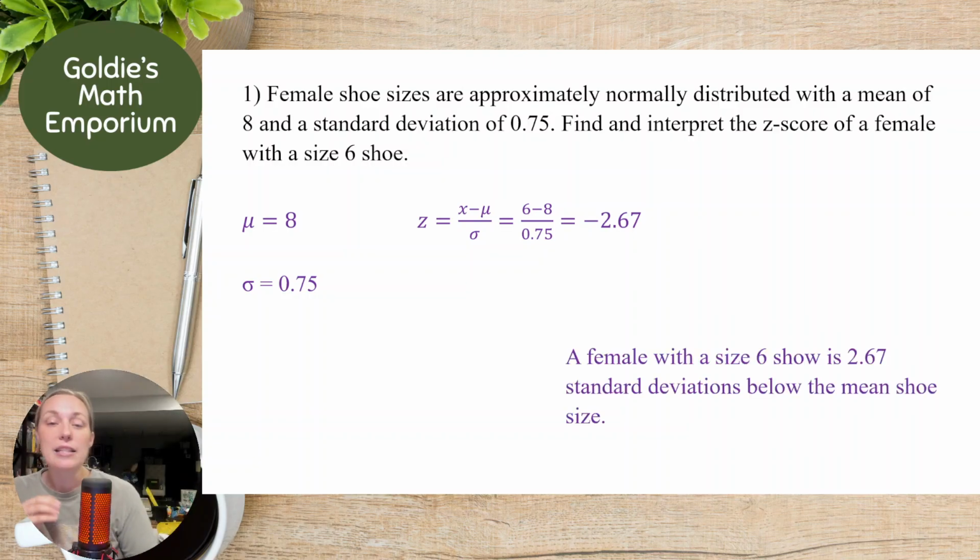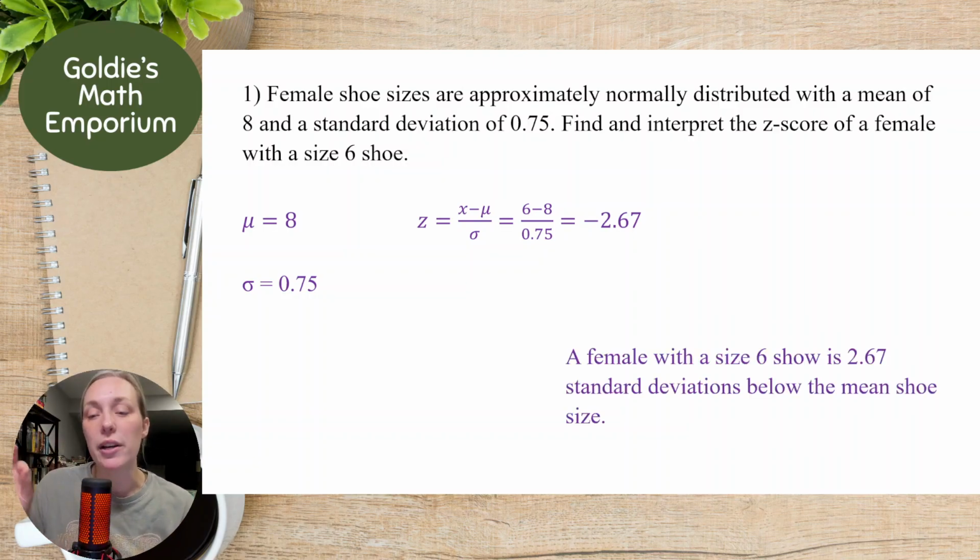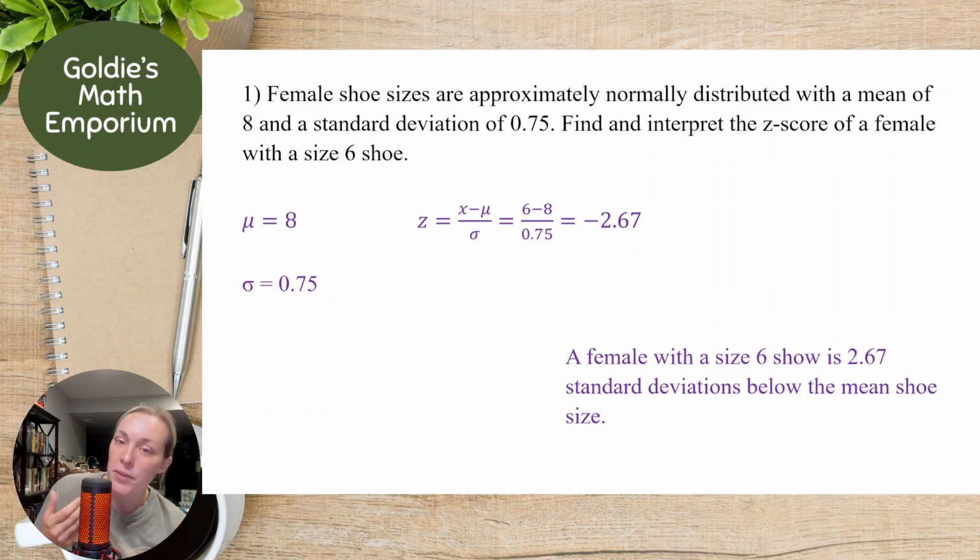So what this says is a female with a size 6 shoe, sorry, that should say shoe, not show, is 2.67 standard deviations below the mean shoe size, okay? Because it was a negative. So she was below the mean and she was 2.67 standard deviations below that mean. Okay.